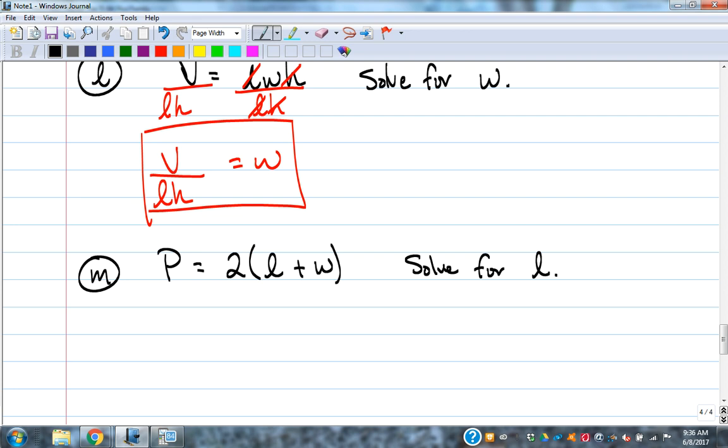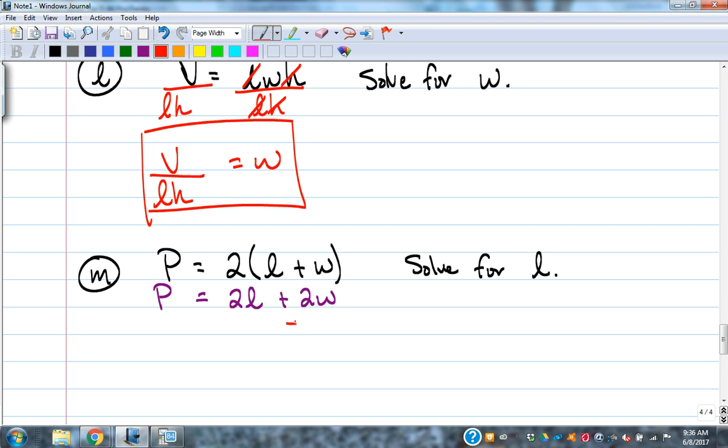So, several different ways to attack this problem. What would your first step be? Okay, that's a great idea. Distribute the 2, since it's 2L plus 2W on that side. That works perfectly. What would be the next step? Remember, we're trying to get L by itself. That's what we're going for.